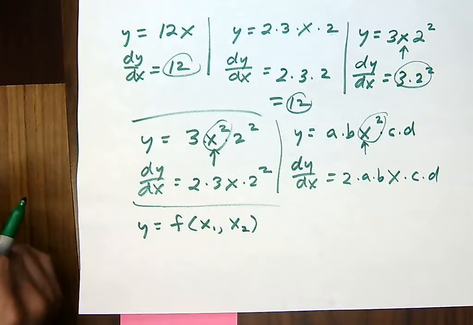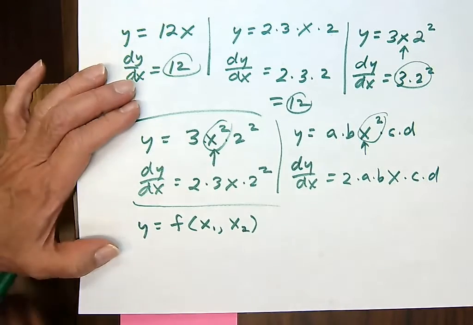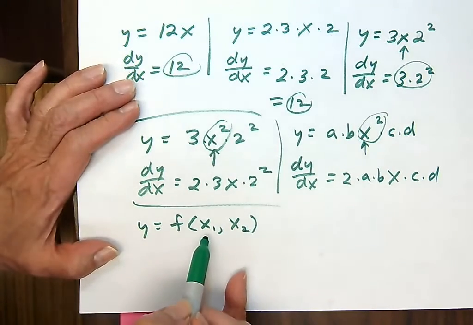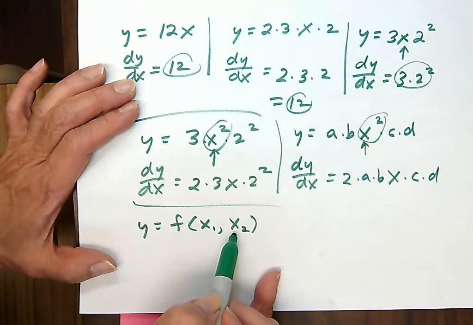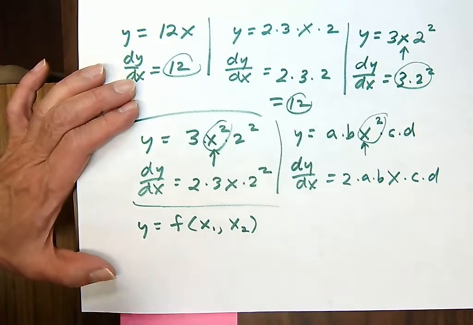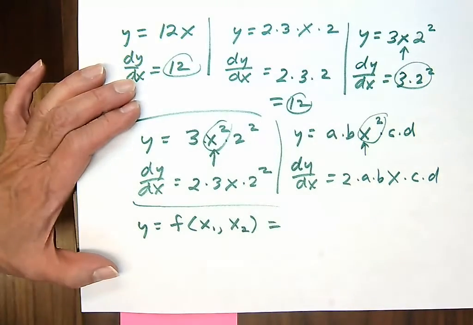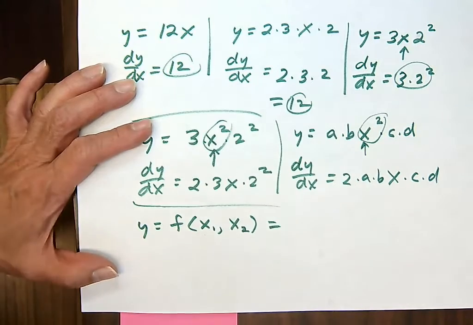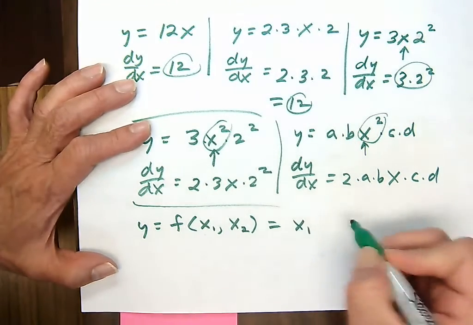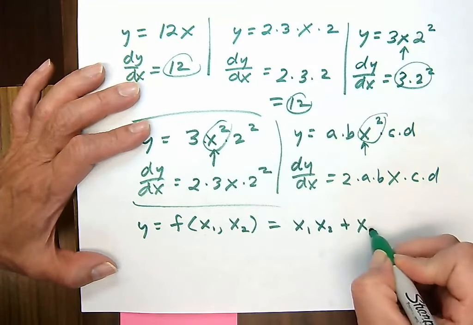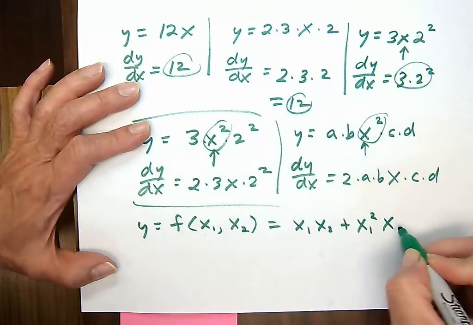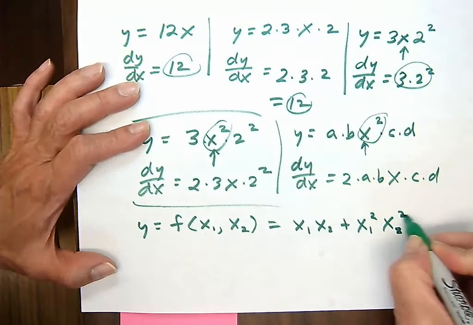An example would be maybe y is the salary of an individual, and a person's salary depends on his or her years of education, and maybe his or her years of experience or on-the-job training. And suppose this function takes the form of x1 times x2 plus x1 squared times, let's say, x2 squared.